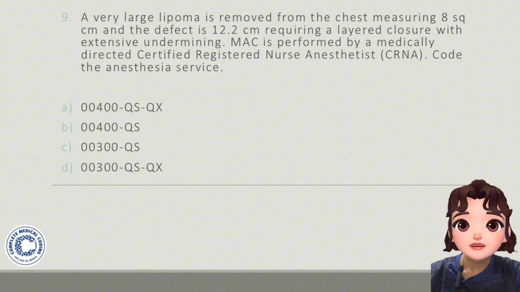Now let's look into modifier question. Two modifier questions from HCPCS. Okay. HCPCS modifiers. So moving on to 9th question.